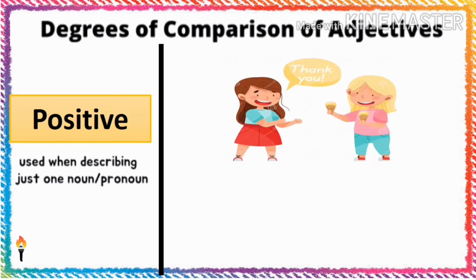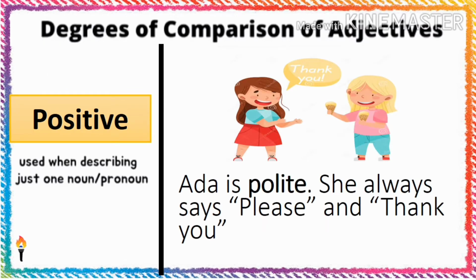Let us have another example. Ada is polite. She always says please and thank you. What is the noun in this sentence? Very good, Ada. And what is the word used to describe Ada? Ada is polite. The word polite is the adjective in the positive degree because it is used to describe just one noun, which is Ada.